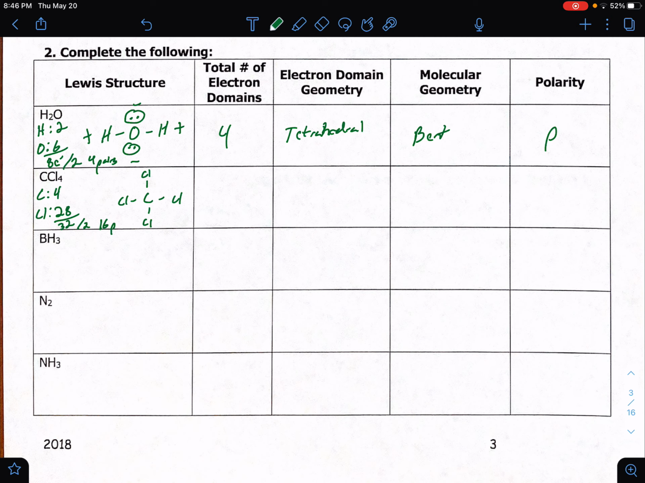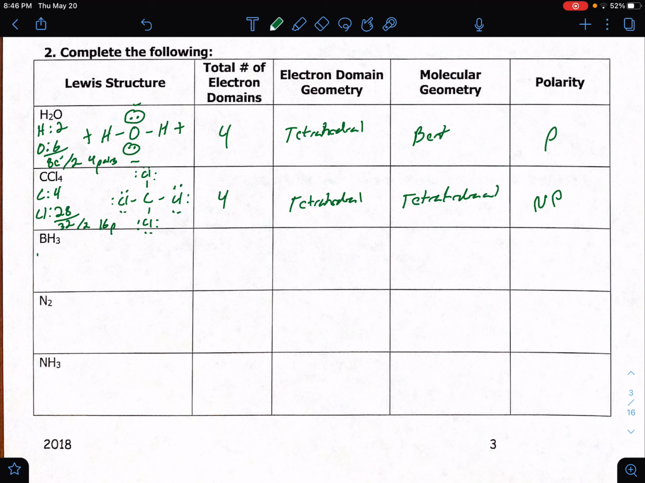I'm going to start on my outers. I'm going to put 3 electron pairs on each one. So there's 3, 6, 9, and 12. So I just used up all 16 pairs. This one also has 4 electron domains, so this would also be tetrahedral. There are no unbonded pairs, so the name is just going to be the same for molecular geometry, so this would also be tetrahedral. And this is perfectly balanced out, so this would be nonpolar.